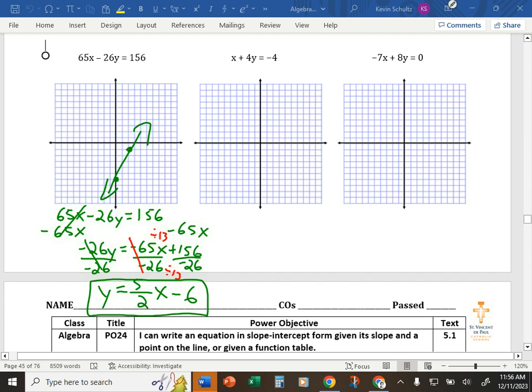Your assignment for tomorrow is the rest of PO23, front or first page and second page. And then we'll tackle PO24 tomorrow. Questions, comments, concerns, complaints, compliments, congratulations, criticisms? Okay, that's our math.